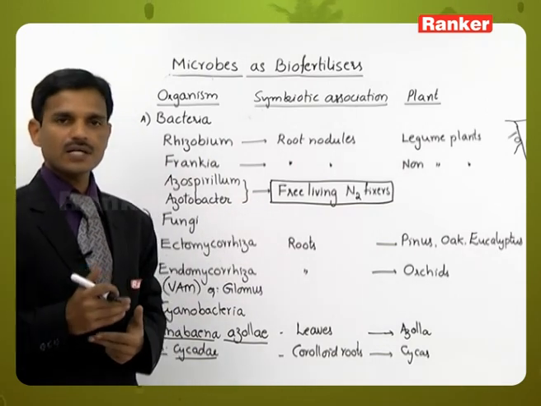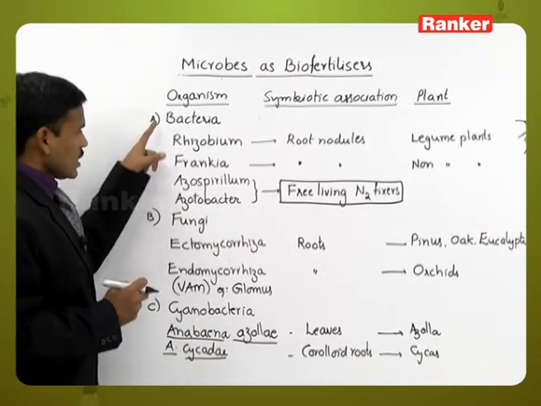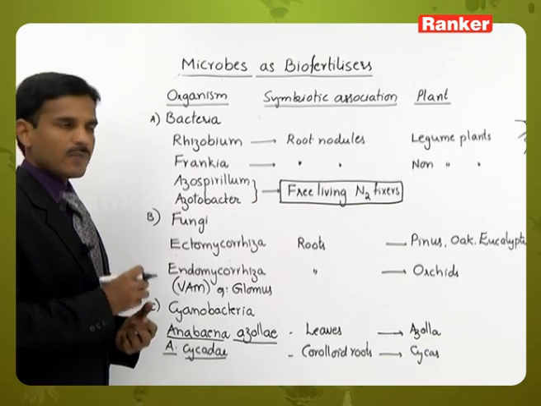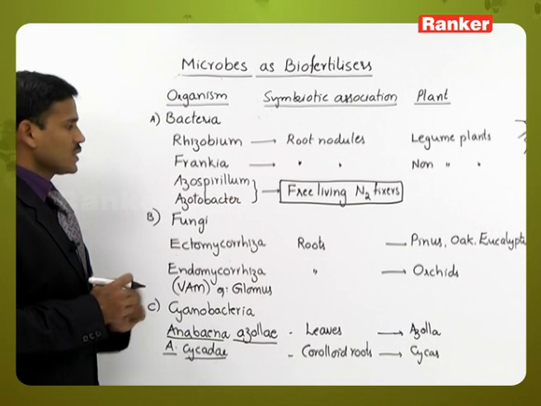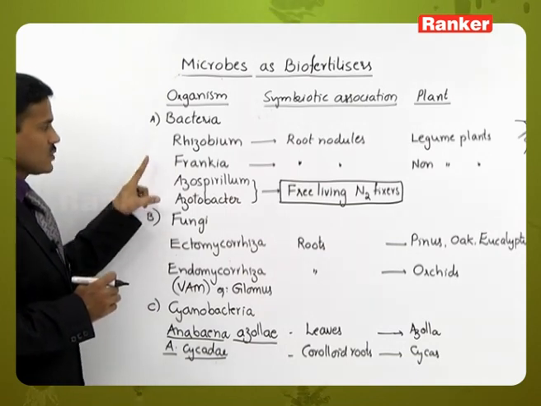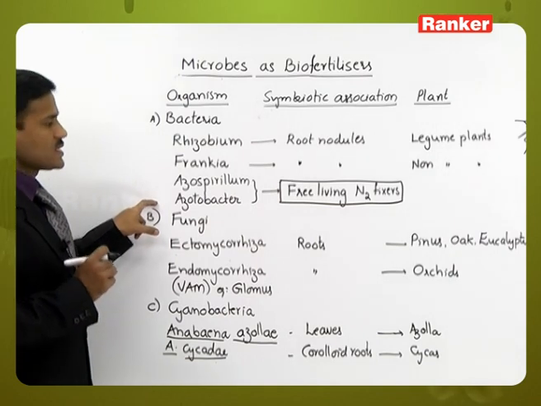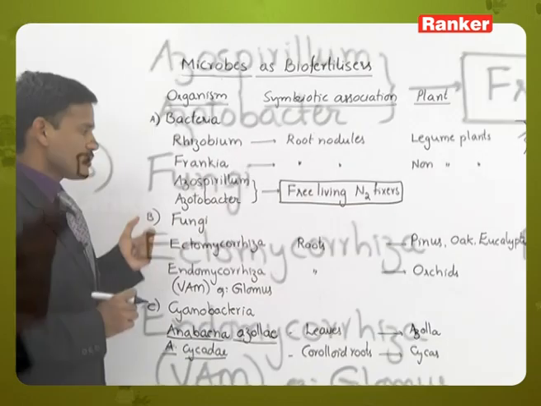Azospirillum and Azotobacter live freely in the soil and fix the nitrogen, so they are enriching the soil fertility or nitrogen content. Like this, they fix the nitrogen in symbiotic association in the plants, and in free living condition in the soil also. That's why these are used as biofertilizers. Next, some fungal members are also used as biofertilizers.